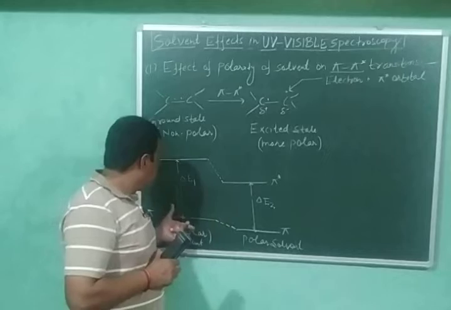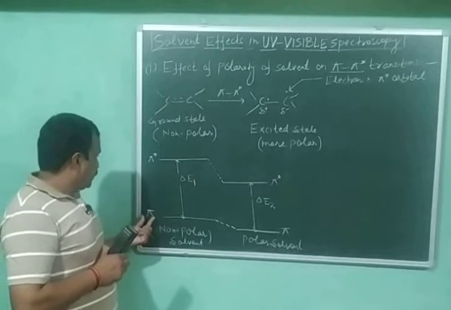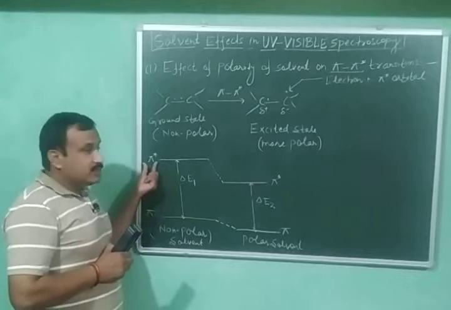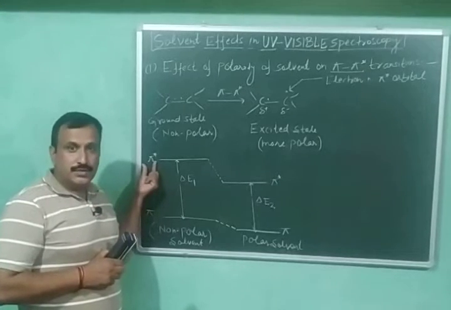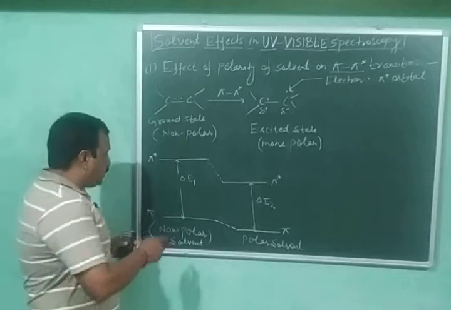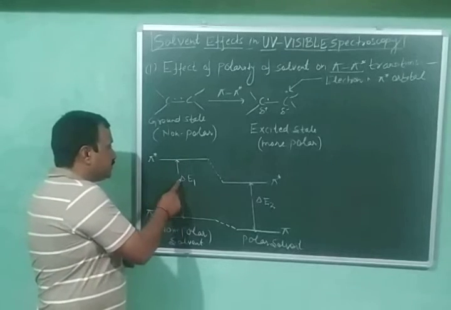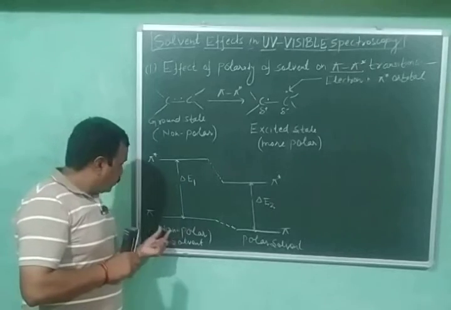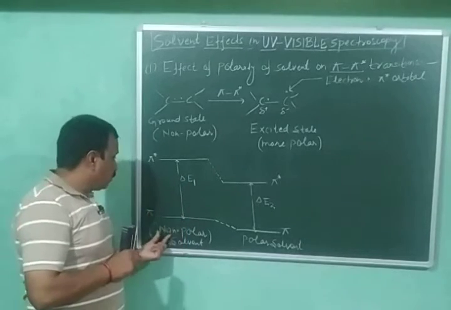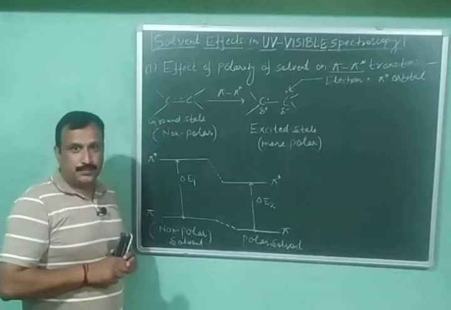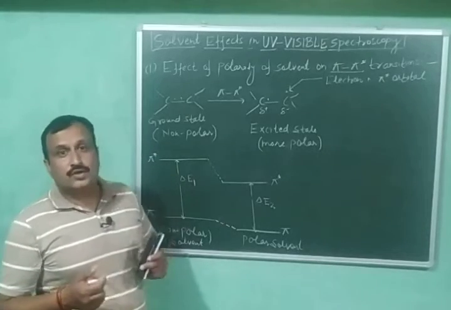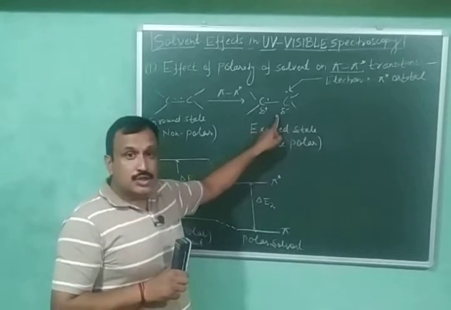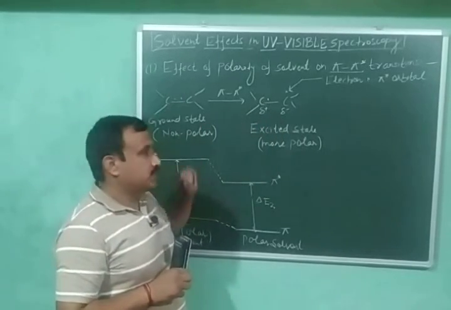Now here I have represented it like this. This is the pi bonding molecular orbital, that is the ground state, and the pi star anti-bonding molecular orbital, which is your excited state. And this is the energy difference, that is delta E1, and this energy difference is when the sample is dissolved in a non-polar solvent. Okay, so now let us discuss the effect of polarity of the solvent. As I told you, the excited state is more polar than the ground state.